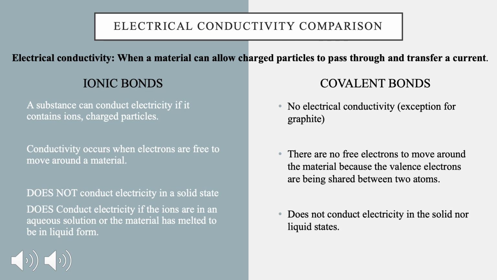There are no free electrons to move around the material because the valence electrons are being shared between two atoms. They do not conduct electricity in either the solid or liquid state.